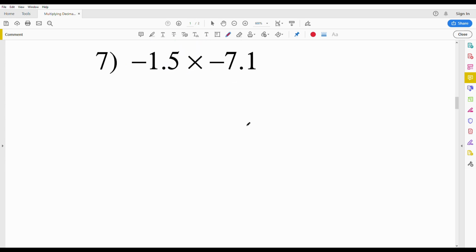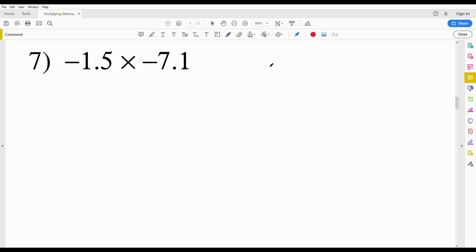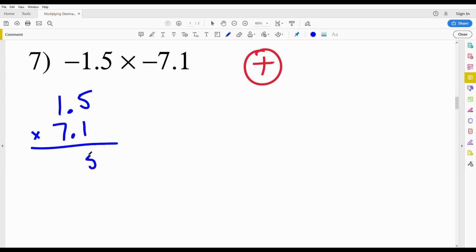Moving on to number 7, we get a little bit easier again. Negative times negative, that results in a positive. So we'll have 1.5 times 7.1. 5 times 1 is 5. 1 times 1 is 1. Now when dealing with the 7, I need to take into account my placeholder because it's one place to the left. So I'll do 5 times 7, which is 35. Write the 5, carry the 3. 1 times 7 is 7, plus 3 is 10. So I'll add this up. 5 plus 0 is 5. 1 plus 5 is 6.